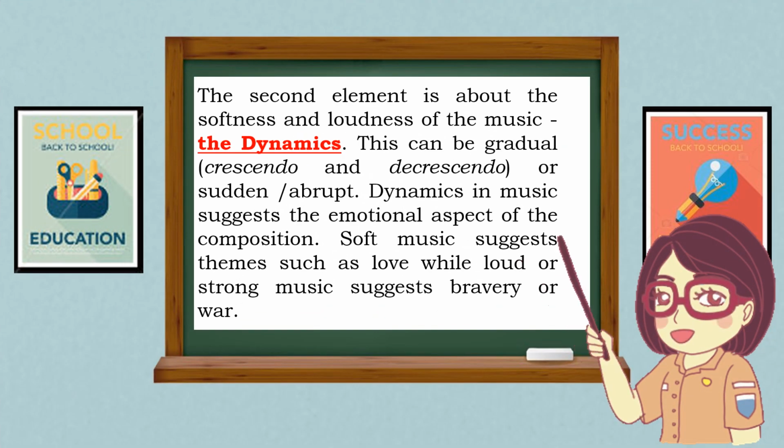The second element is about the softness and loudness of the music, which is the dynamics. This can be gradual, or crescendo and decrescendo, or sudden or abrupt. Dynamics in music suggest the emotional aspect of the composition. Soft music suggests themes such as love, while loud or strong music suggests bravery or war.